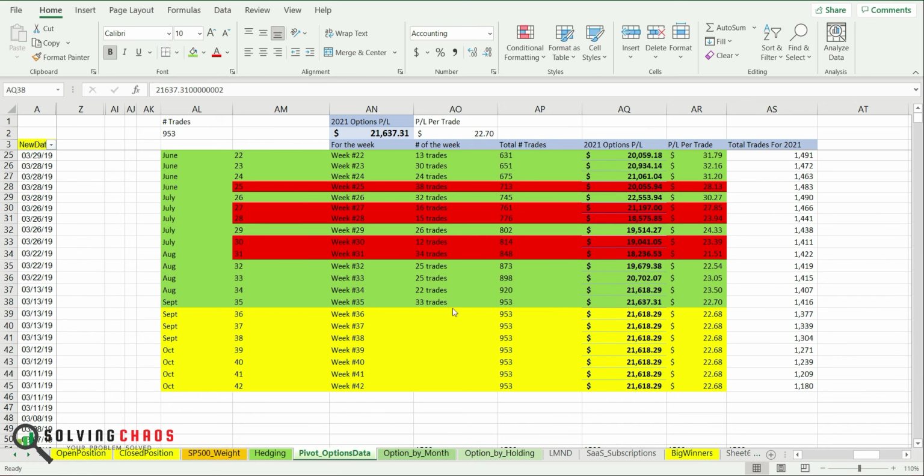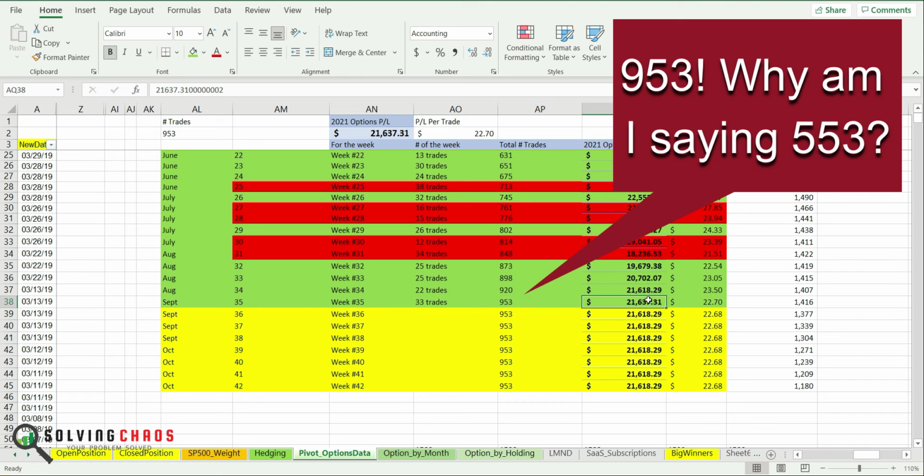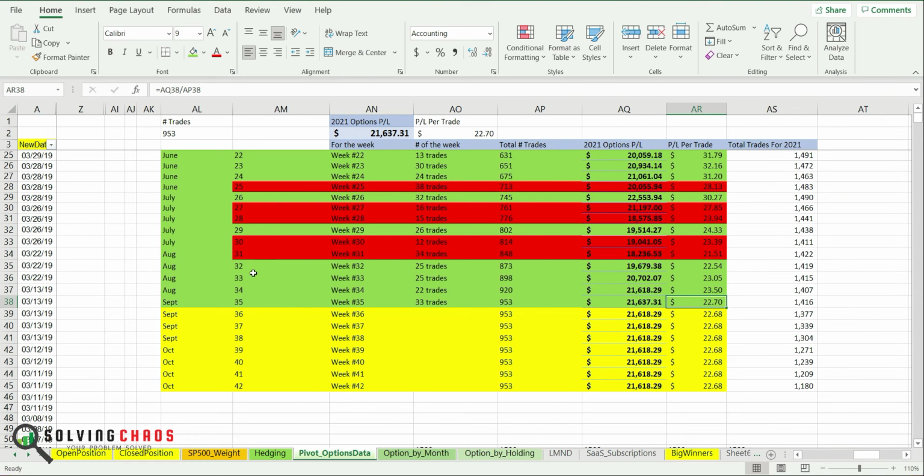And here are the final numbers: 33 trades, week 35, 533. Profit was slightly up, very little. The averages are okay. So let's talk through some of the trades.